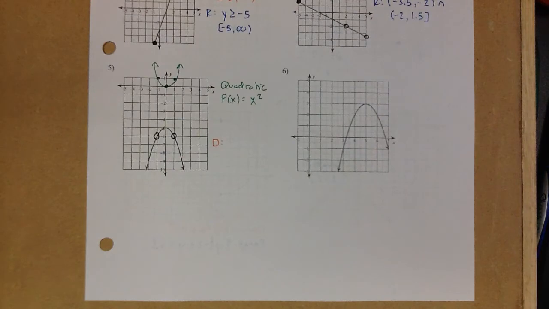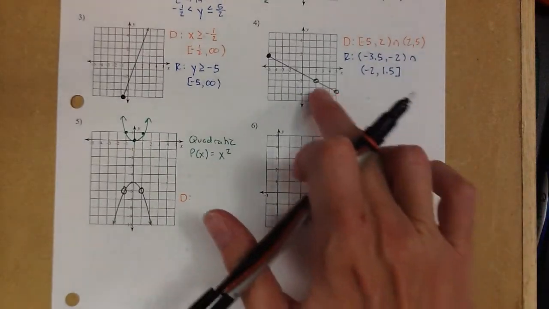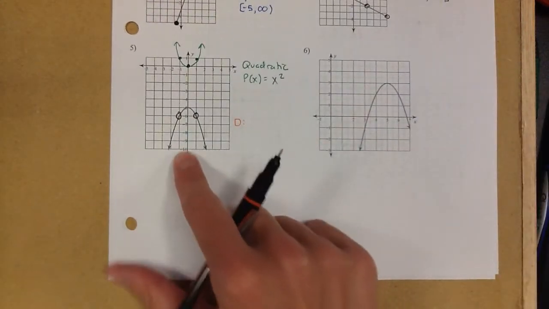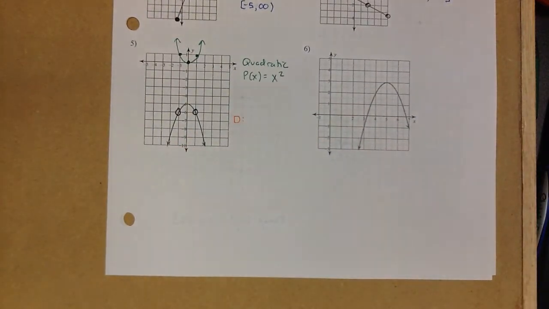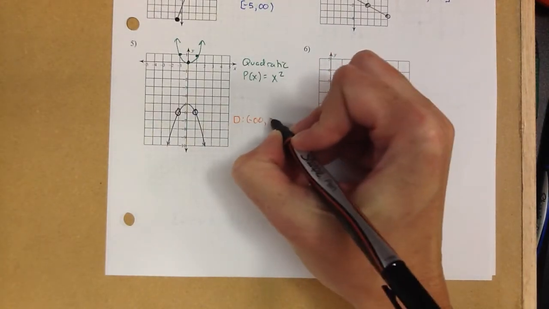Negative infinity, positive infinity? Use what we talked about with this stuff up here. There's holes in that line, right? Okay, well we have holes in the quadratic here. So can it really go from negative infinity to positive infinity? No. Not with holes there. So where is it going from to where? Negative infinity to negative 1, yeah.